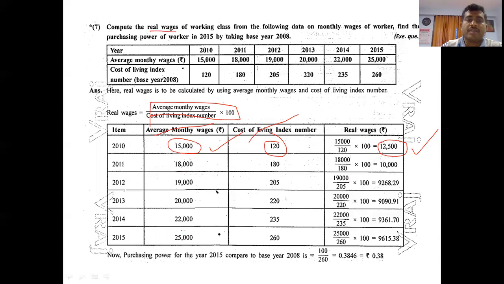The same way for last year. The last year he is getting 25,000, a good figure. But the cost is increased by 260. Right, 260 means more than 100%, and we can say more than 160% increase. How is it an increase? I said 100 plus 160, so 25,000 divided by 250. You can see the answer also: the purchasing capacity is decreasing day by day, right?